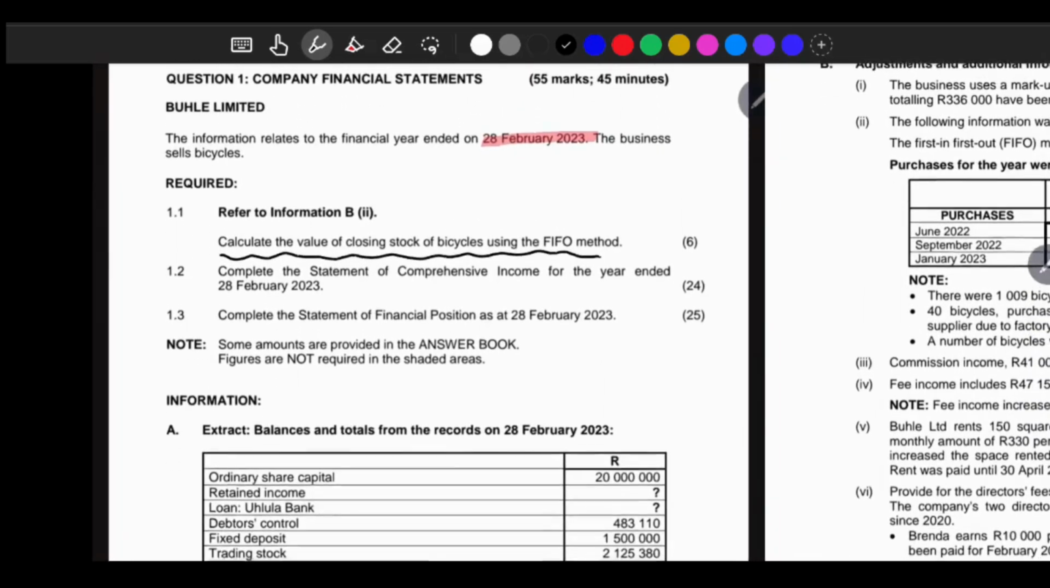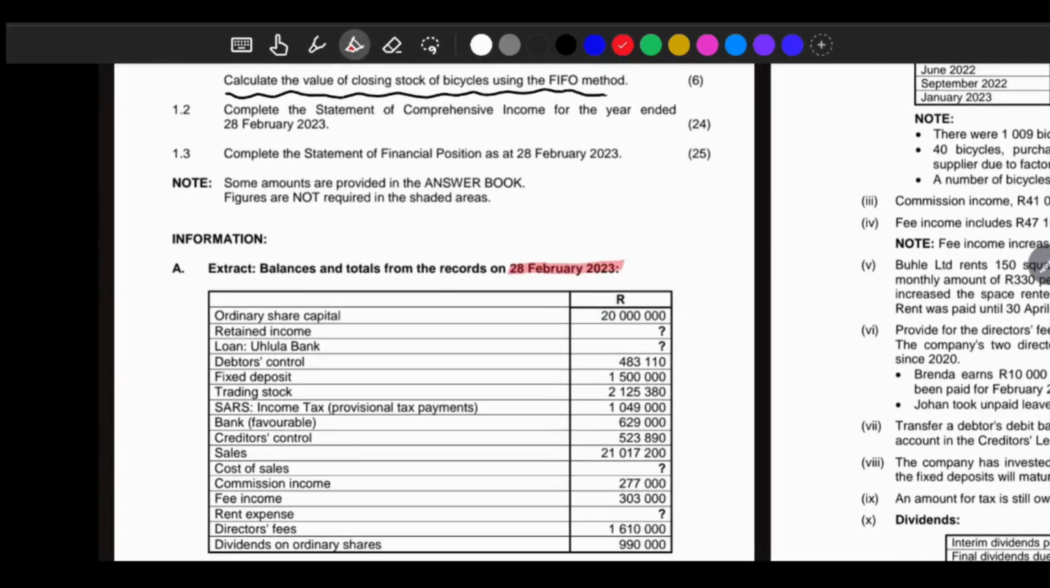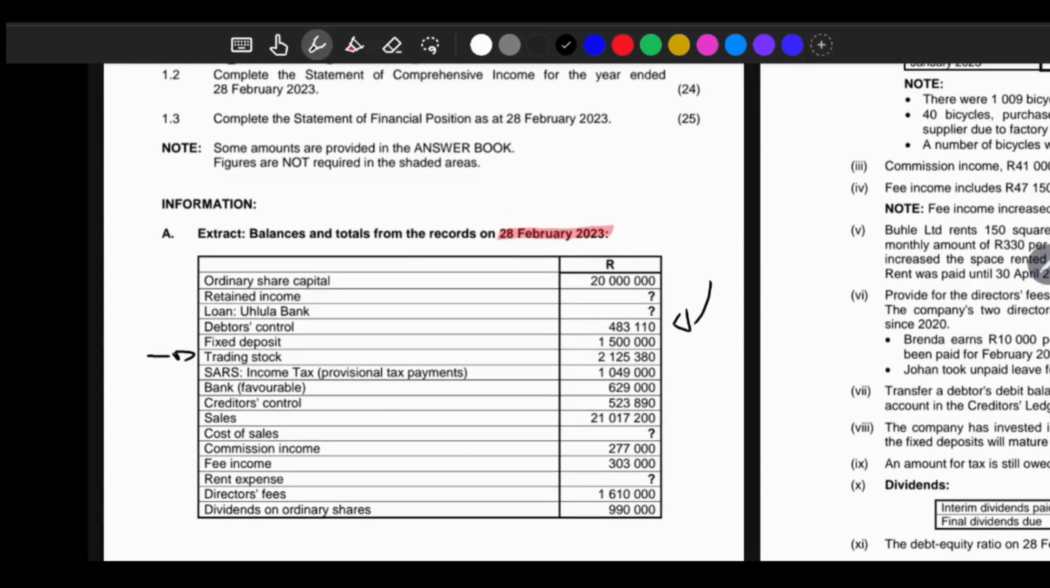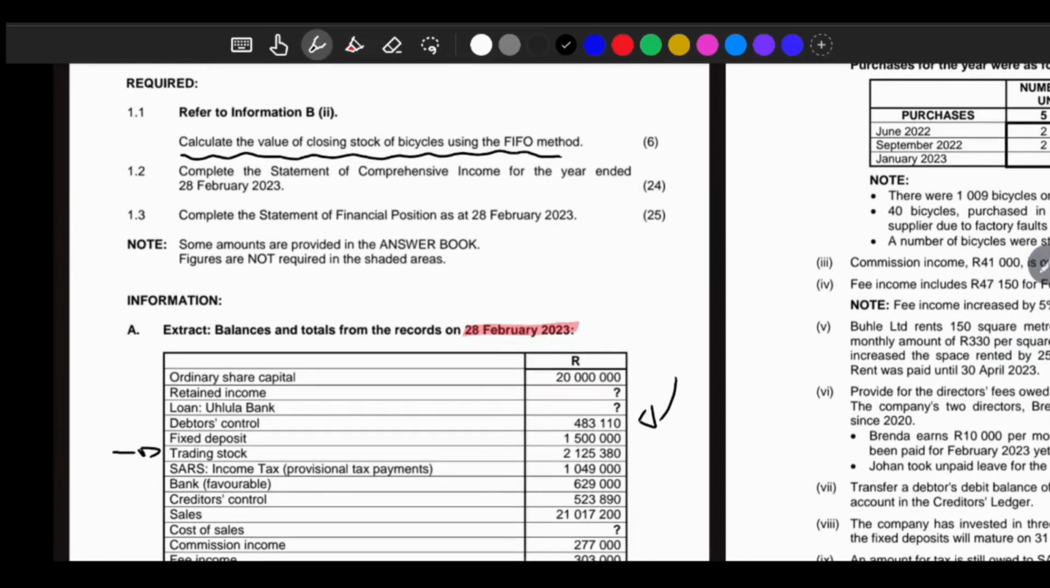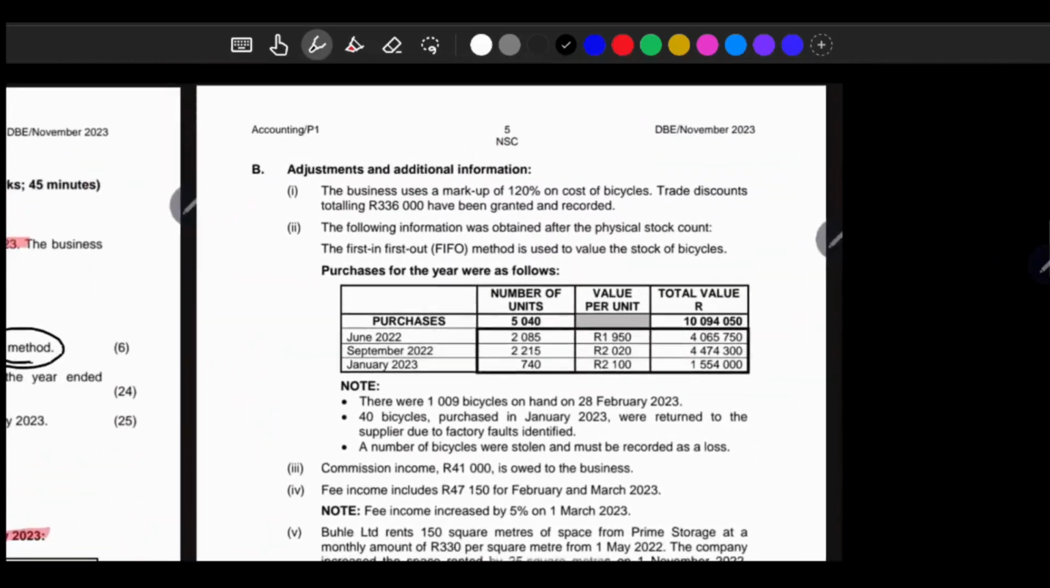method. So we're going to do that now, but I just want to look at this extract information and see that that is the same financial year. So we will assume that all the information in this table here means that these are the final amounts unless they tell us otherwise, right? And having said that, we can now go and look at the trading stock. They've given it to us there for 2,125,380, but we're just going to calculate it, right? And here they're saying on the FIFO method, which is first in, first out. So we'll go to the information there.